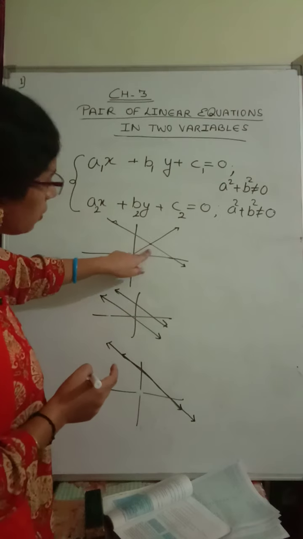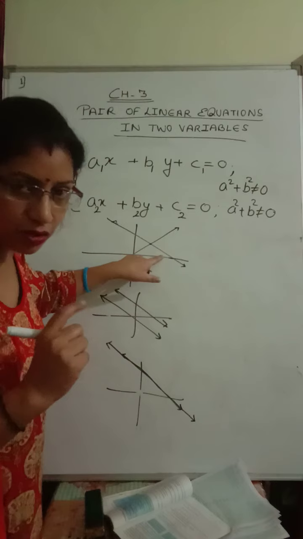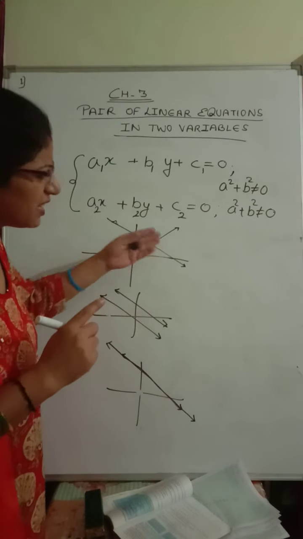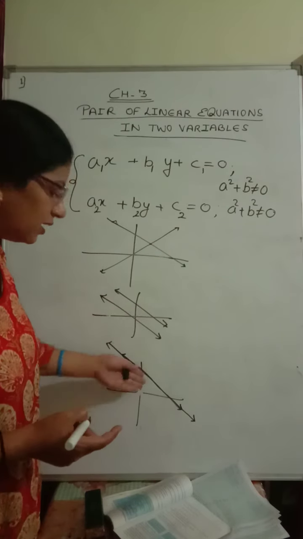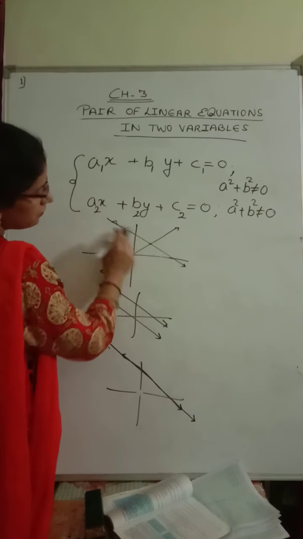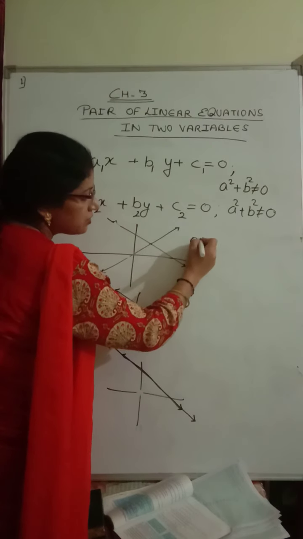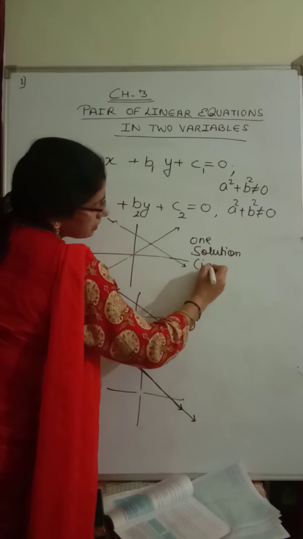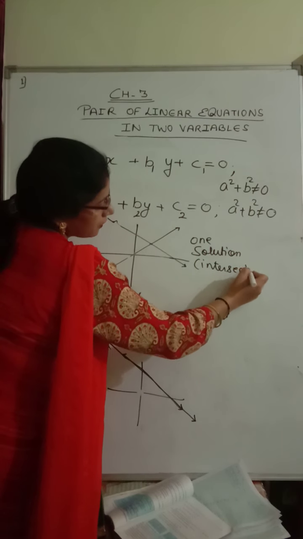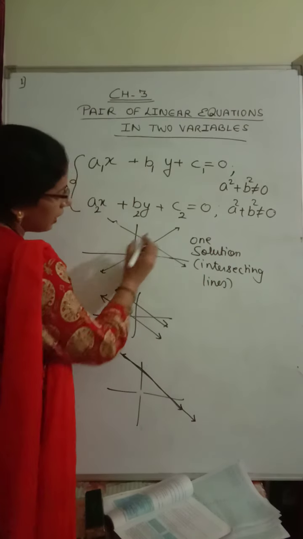We cannot cut the first line at 2 points with the second line. Not possible. It will cut at 1 point, or in the second case it cannot cut at any point, and in the third case it will coincide. So if the second equation is intersecting the first at 1 point, that means it is intersecting, so it has one solution. For intersecting lines, they will have one solution.